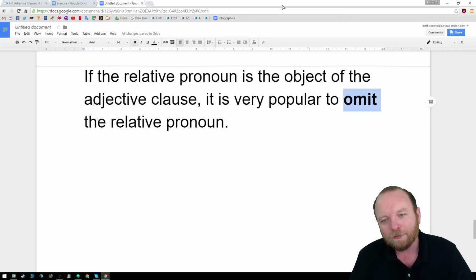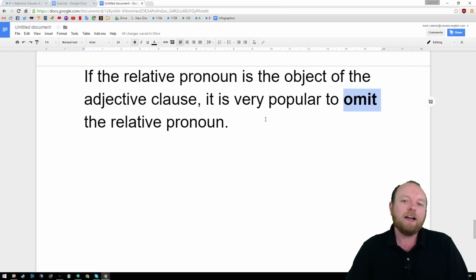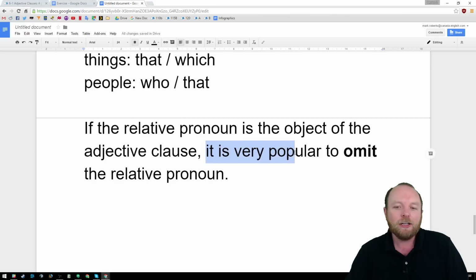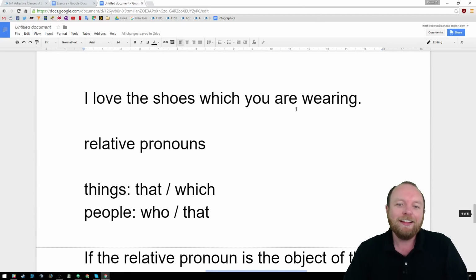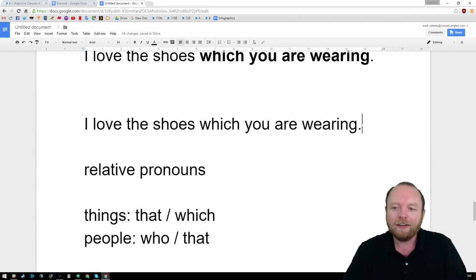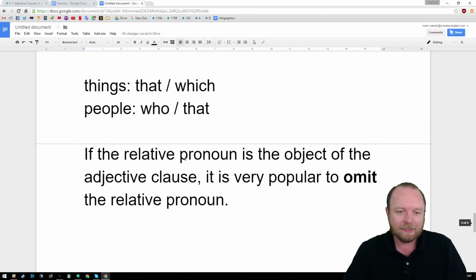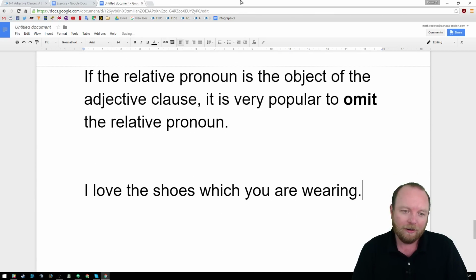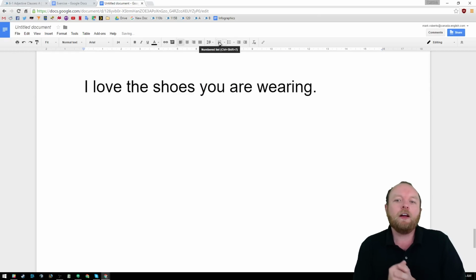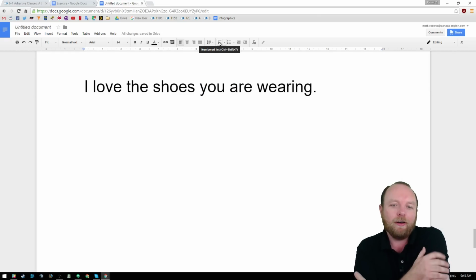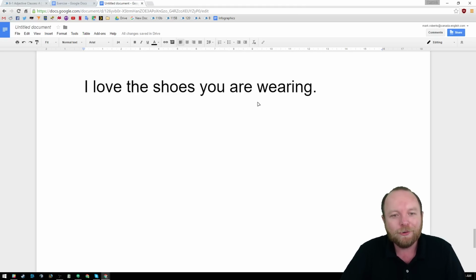If the relative pronoun is the object of the adjective clause, it's very popular to not say the relative pronoun. Look, right here. Let's copy this sentence. Let's put it down here. I love the shoes. Boom! I love the shoes you are wearing.